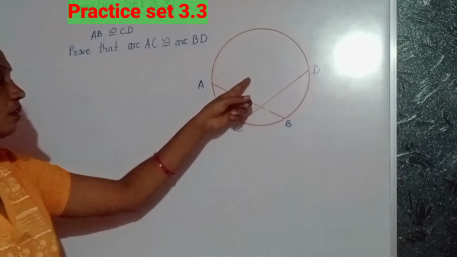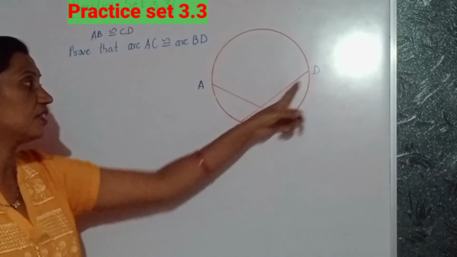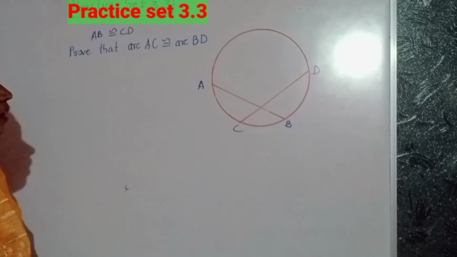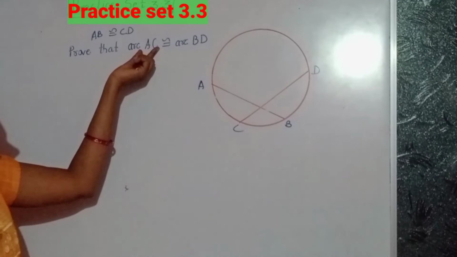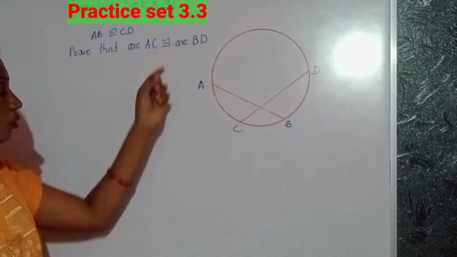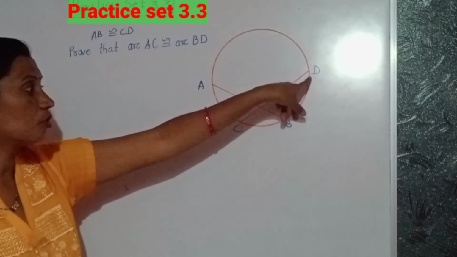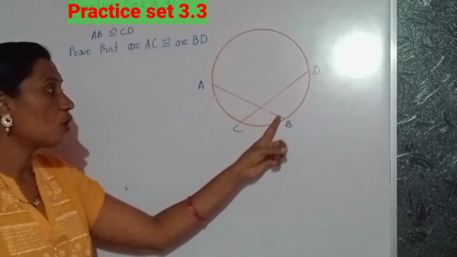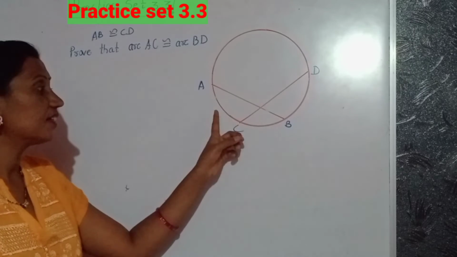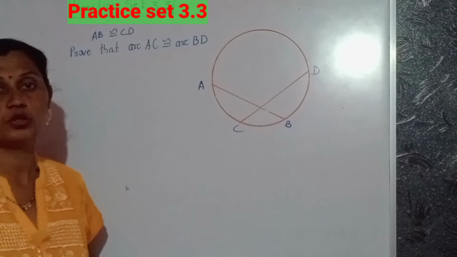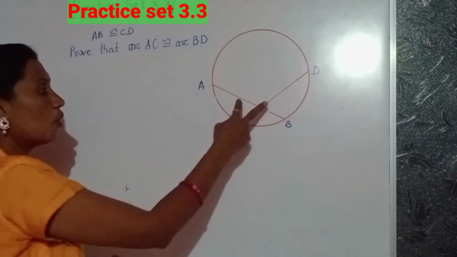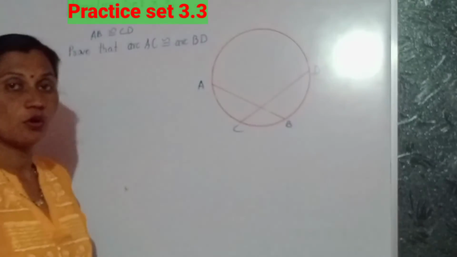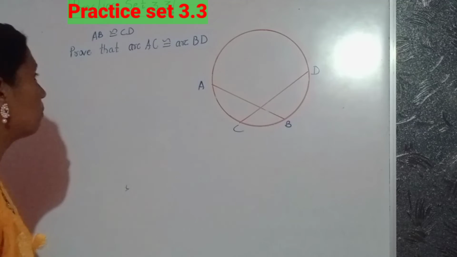Here is given one circle and two chords AB and CD, and they told us that AB is congruent to CD, and we have to prove that arc AC and arc BD are congruent. We have to prove this. See, if chords are congruent, then their corresponding arcs are also congruent. If any two chords are congruent, then corresponding arcs are also congruent. In this method, we can prove it.